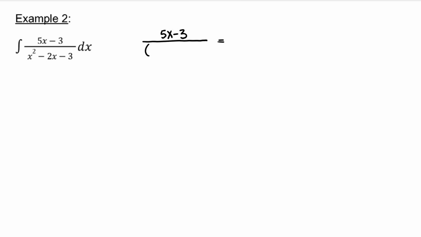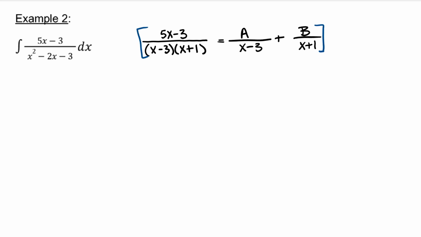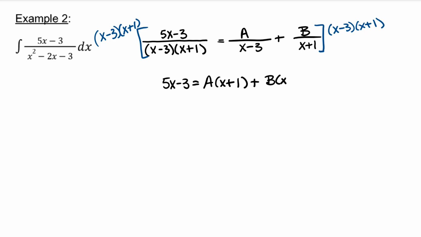Factor the denominator. So my partial fraction decomposition will be in the form of a over x minus 3 plus b over x plus 1. To solve for a and b, we'll multiply both sides of the equation by x minus 3 times x plus 1. Plug in the zeros for x plus 1 and x minus 3 in order to solve for a and b.